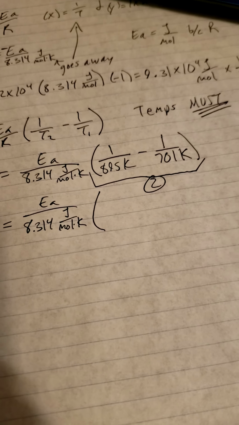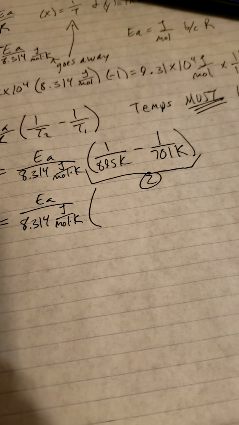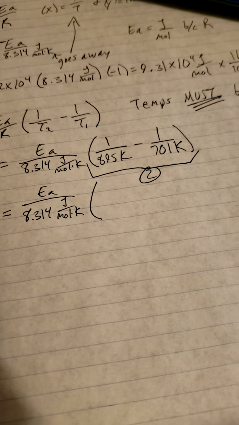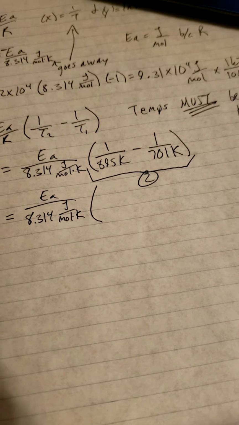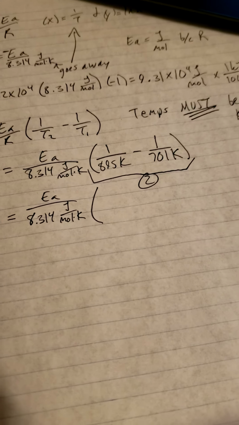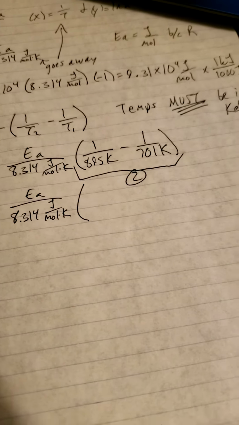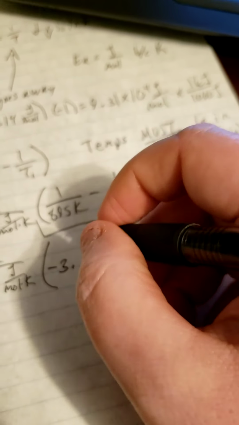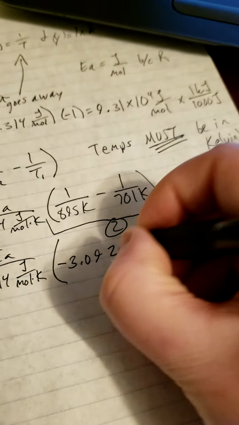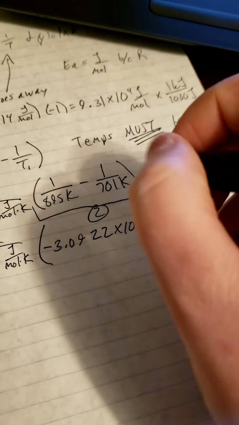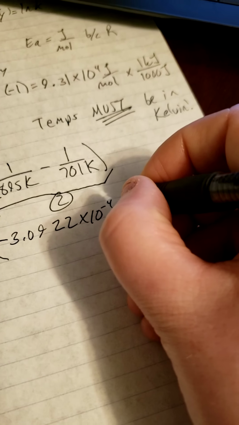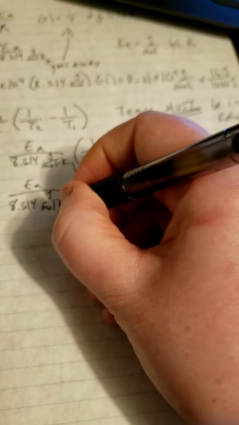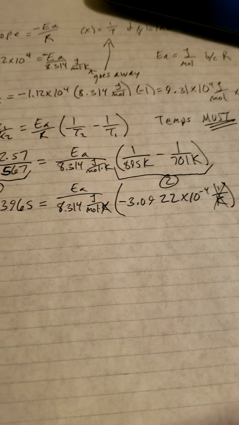So now I'm doing the temperature portion. Now the thing here to be really careful about is put your fractions in parentheses. Okay? So fraction in parentheses 1 divided by 895 minus fraction in parentheses 1 divided by 701. Okay? All right. And we get negative 3.0922 times 10 to the negative 4th inverse Kelvin. Okay? Now, so you see that the inverse Kelvin is going to cancel with the Kelvin over here. All right, so that's gone.